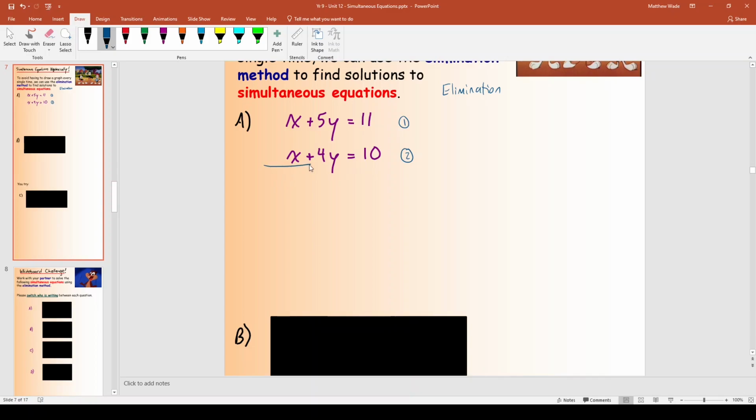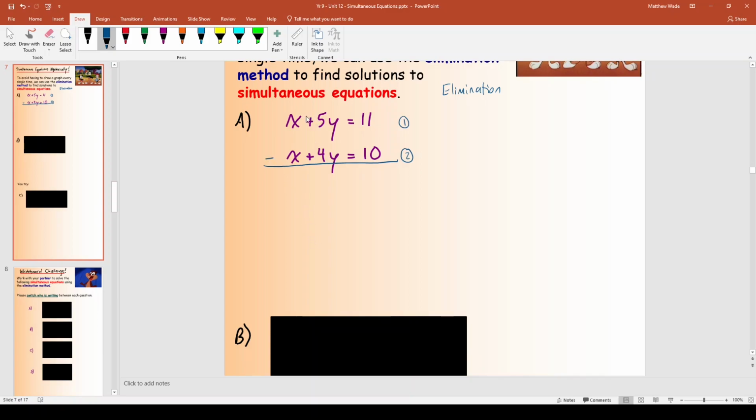Start by drawing a line underneath, and then you have to have a little think, and you say, if you compare the x with the x and the 5y with the 4y, is there something I can do here? If I add these two equations together, for instance, will any of the letters go away? Well, if I added them, I'd get x plus x, which is 2x, and 5y plus 4y, which is 9y. So actually, buddies, adding them isn't going to work. But what happens if I subtract them, folks?